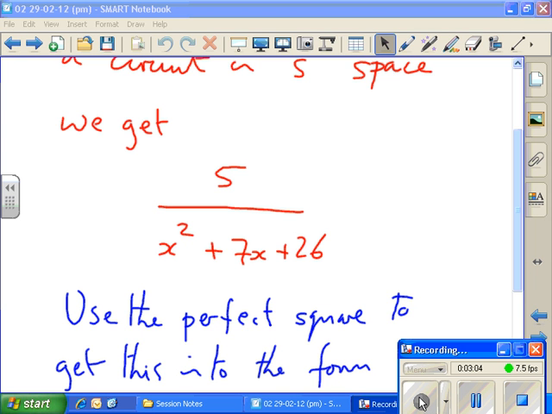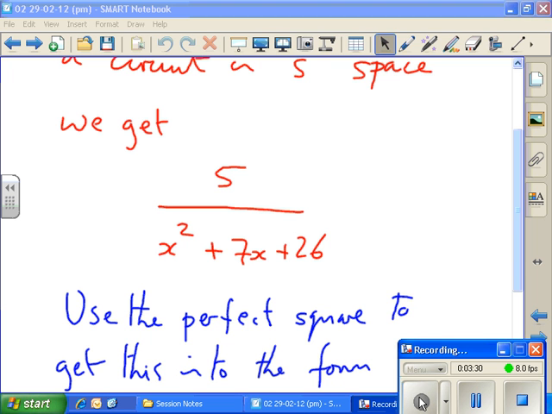So looking at that table of transforms that you've got, either on page 5 of the handout or this one that I've just handed out to you now, you can see we've got something on the board here, 5 over x squared plus 7x plus 26. The idea is to get that to look like one of these transforms on the right-hand side. A over s, or a over s squared, or b over s plus a, something like that, where s is the variable that we're talking about.